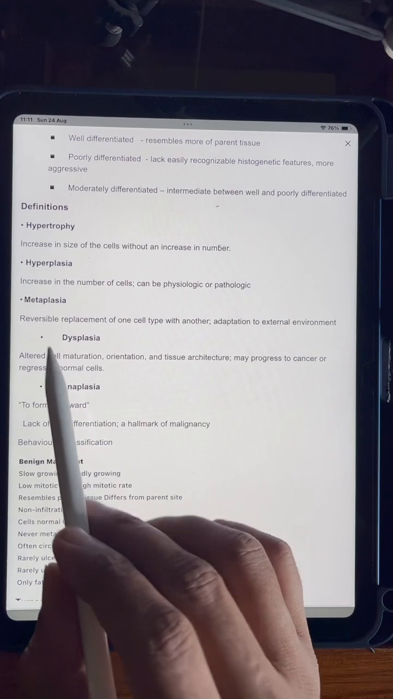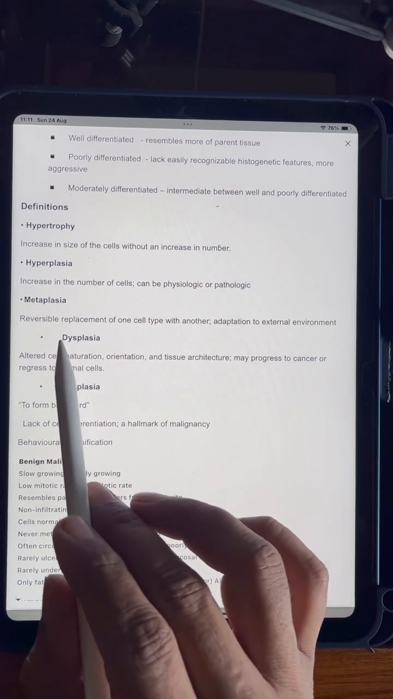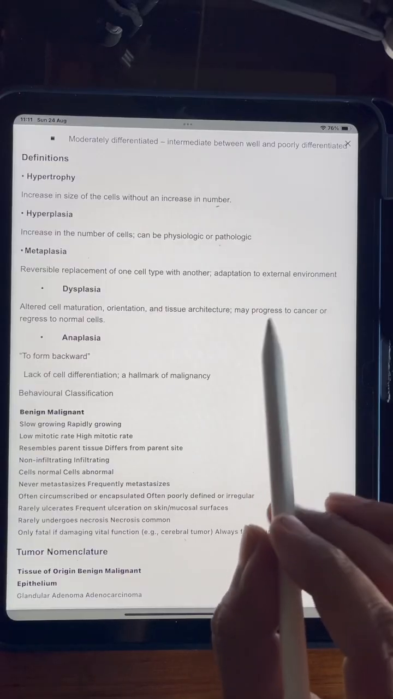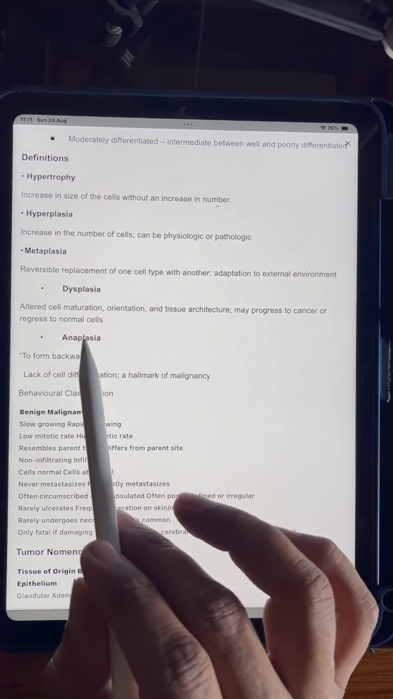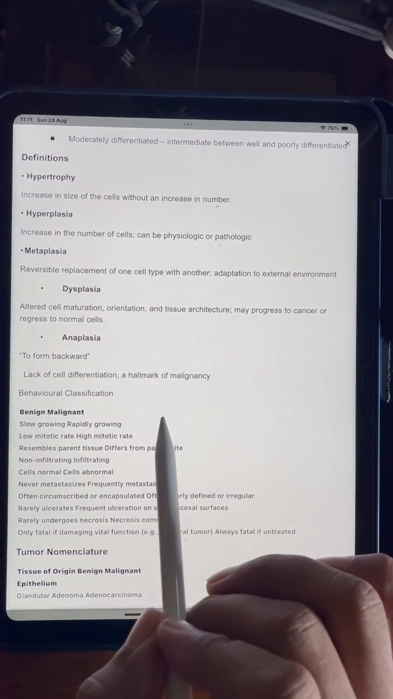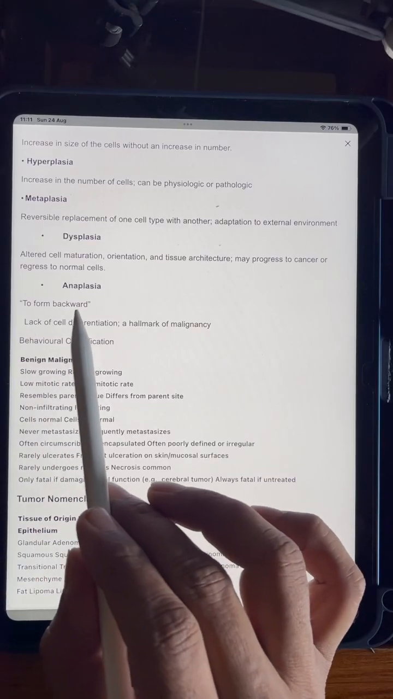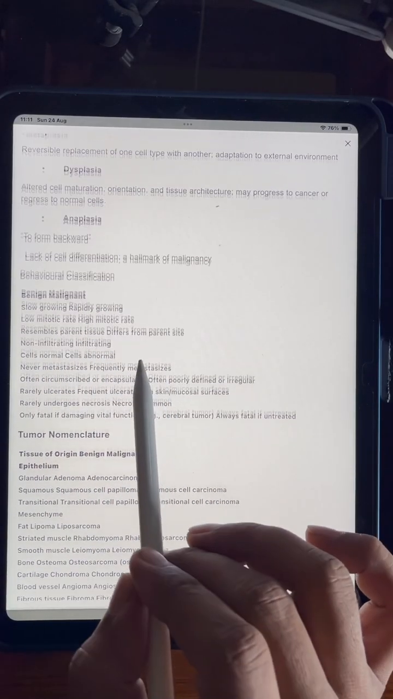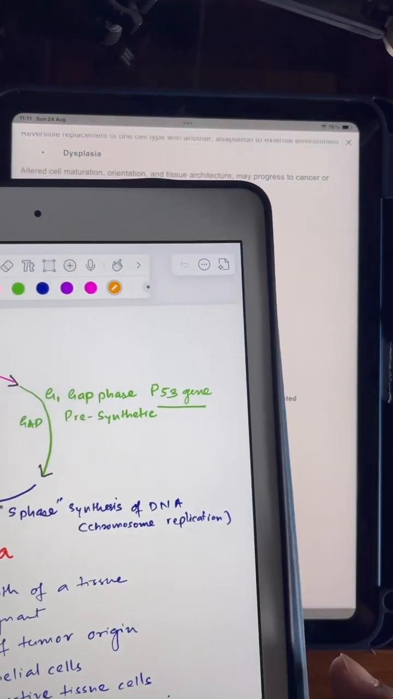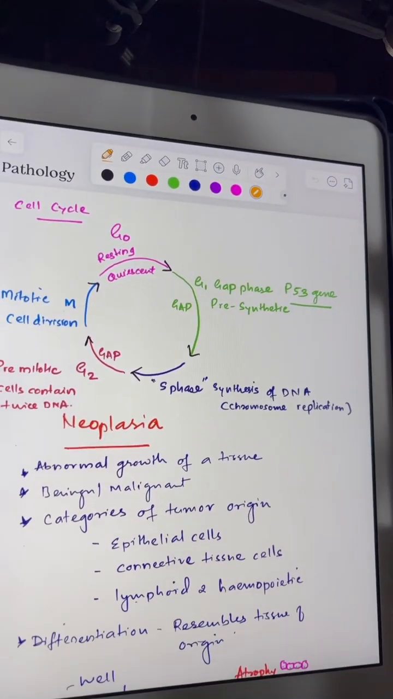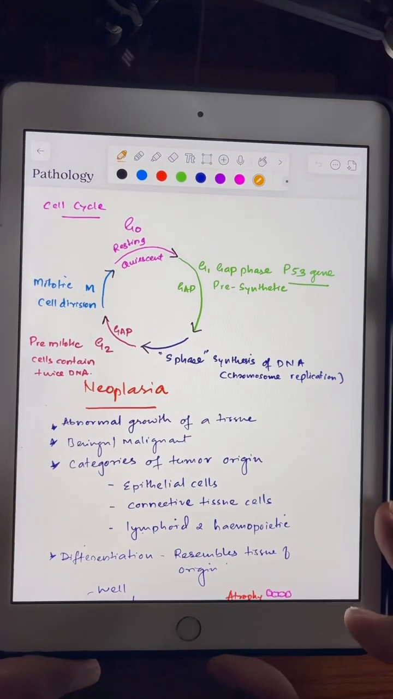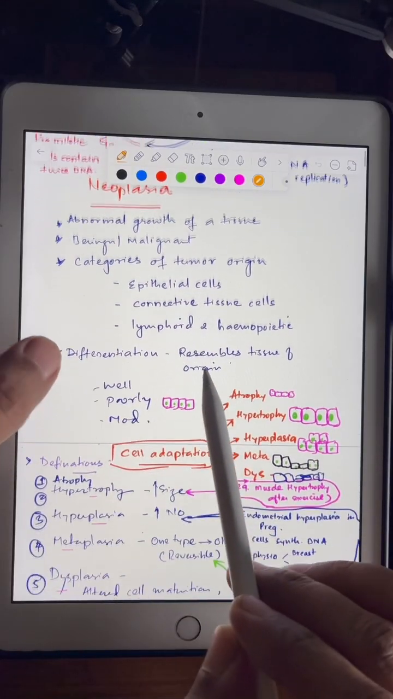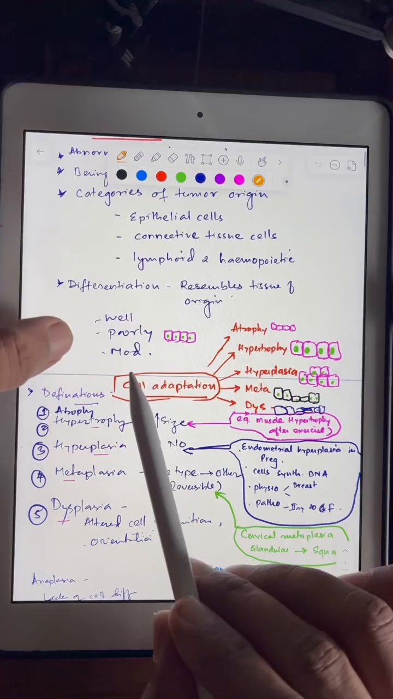And metaplasia, what is metaplasia? It is a reversible change of one cell type to another, adaptation to a different environment. Dysplasia, altered cell maturation. Anaplasia, to form backward, lack of differentiation, hallmark of malignancy. So if you see the neoplasia, cells of tumor epithelium well differentiated resemble the parent, poorly differentiated do not.